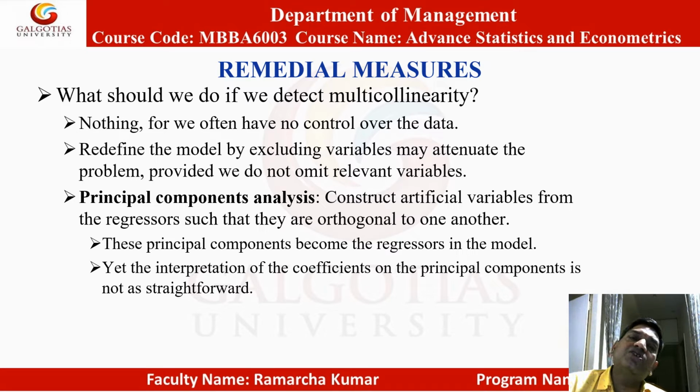Remedial measures: what should we do if we detect multicollinearity? Nothing, for we often have no control over the data. The second option is to redefine the model by excluding variables that may attenuate the problem, provided that we don't omit relevant variables. The third option is principal component analysis. Construct artificial variables from the regressors such that they are orthogonal to one another. These principal components become the regressors in the model, yet the interpretation of the coefficients on the principal components is not as straightforward.